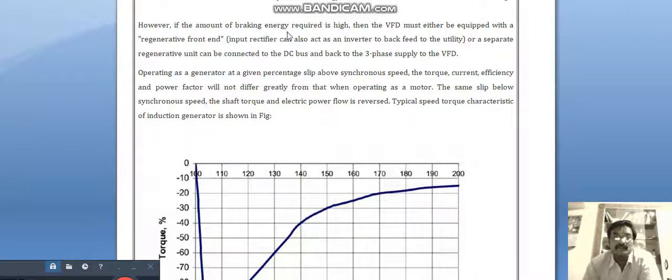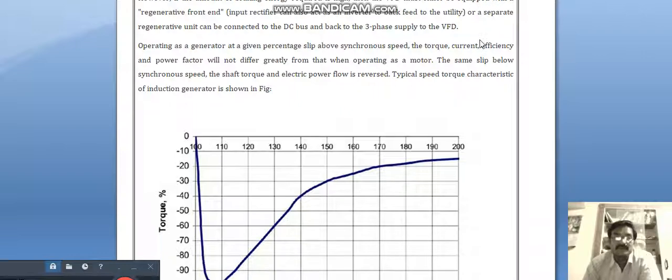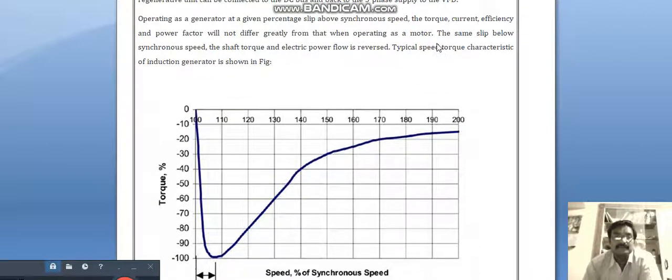However, if the amount of braking energy required is high, the VFD must be equipped for operating as a generator. Percentage of slip, synchronous speed, torque, efficiency of the motor operating as a motor. The same slip below synchronous speed, the shaft torque and electric power are reversed. Typical speed torque characteristics of an induction motor are shown in the figure.